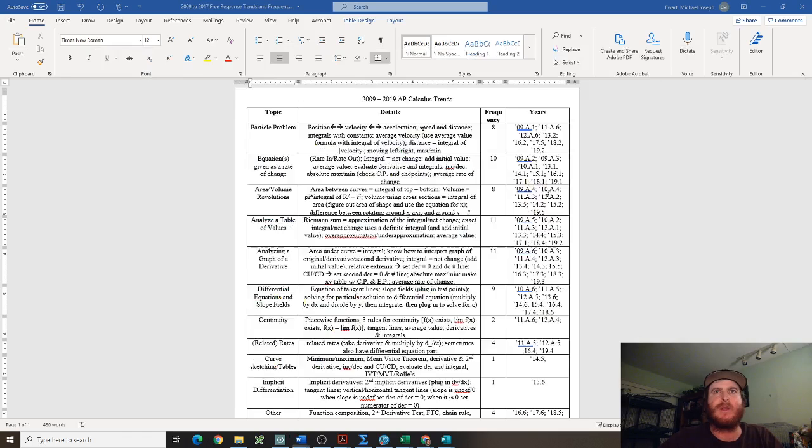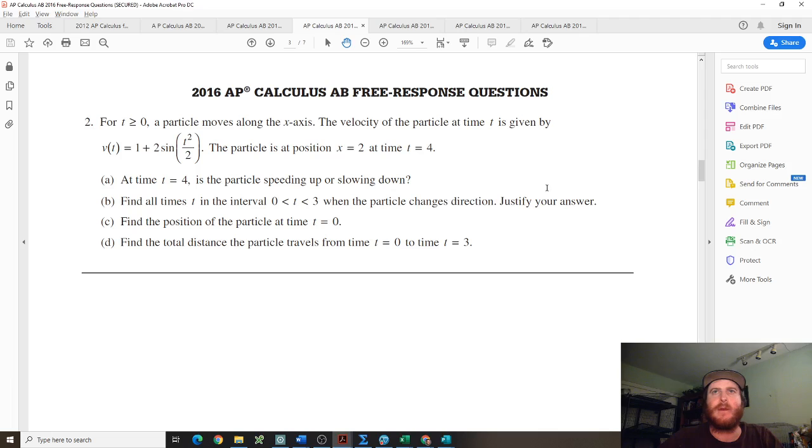And so looking at some of these, this would be a really typical question, right? For time greater than 0, a particle moves on the x-axis. They give you the formula v of t. Is it speeding up or slowing down? Find when it changes directions. This is what those questions look like.